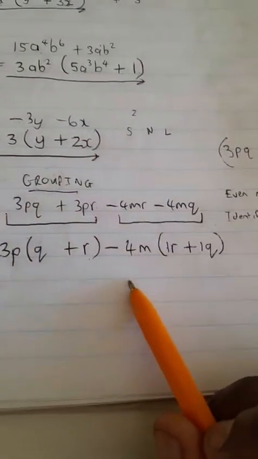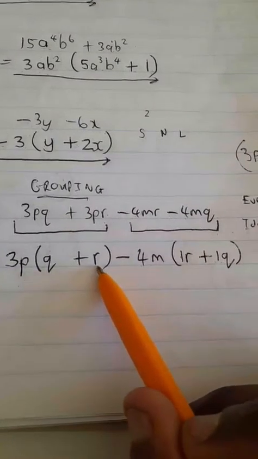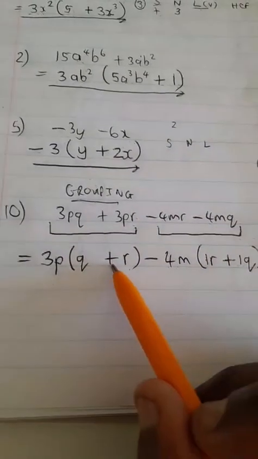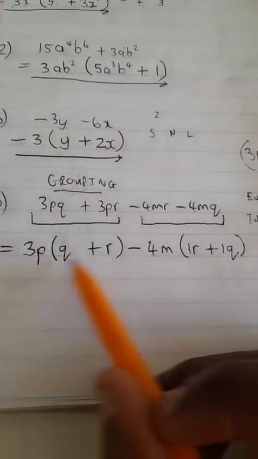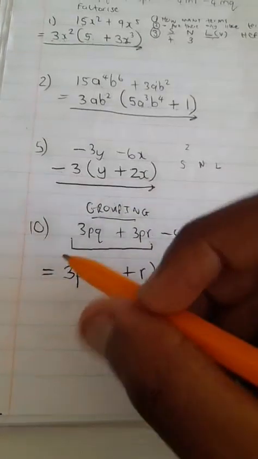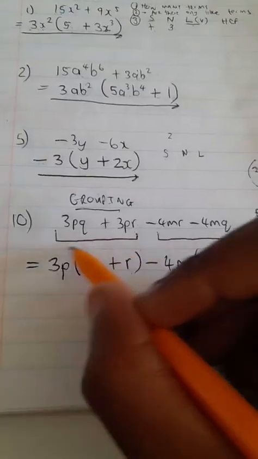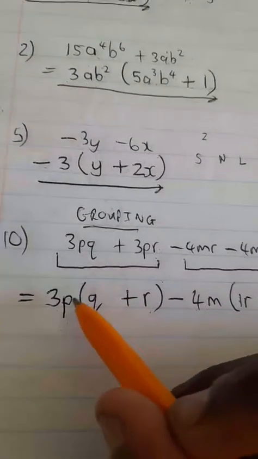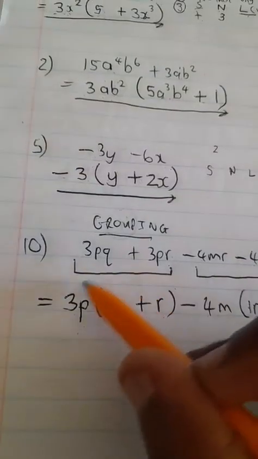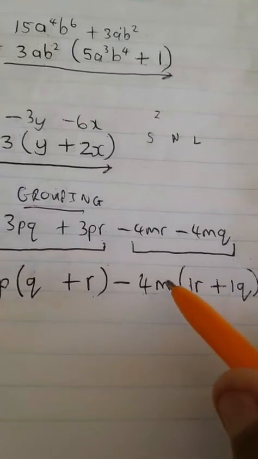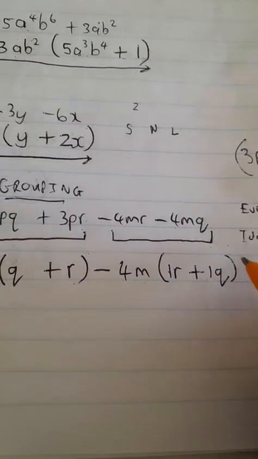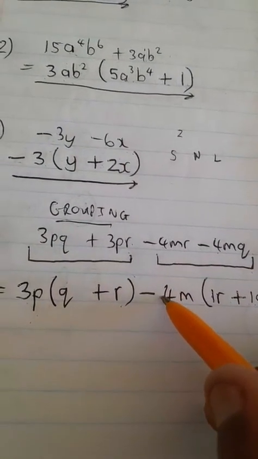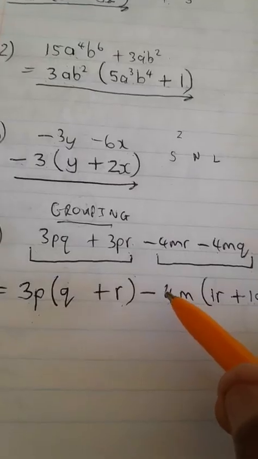Now, what do you notice, guys? We have Q plus R, whereas on this side we have R plus Q. What we have now is how many terms in total? Hopefully, you can see that this is our first term, because remember, terms are separated by a plus and a minus sign. So 3P into Q plus R is one term. And then 4M into R plus Q is my second term, separated by the minus sign. So yes, we have 2 terms.